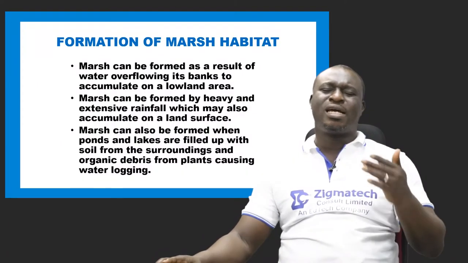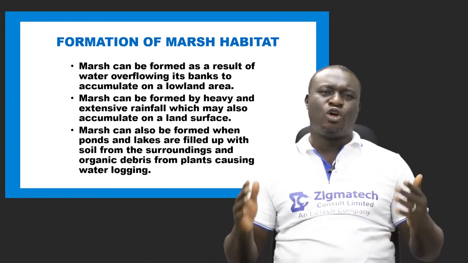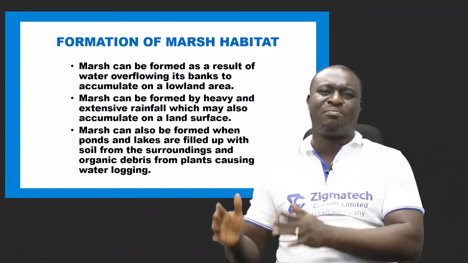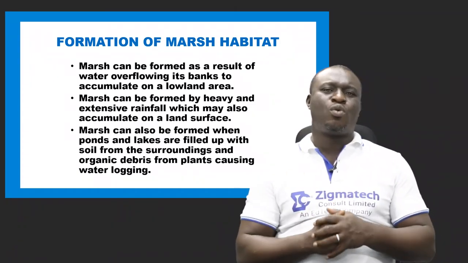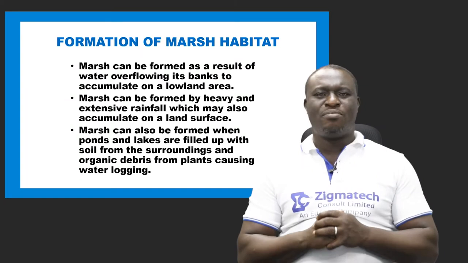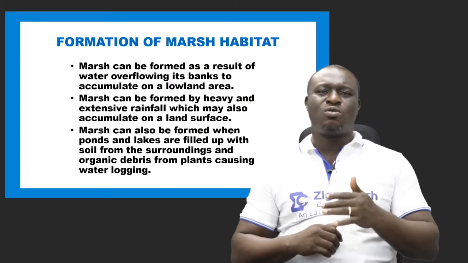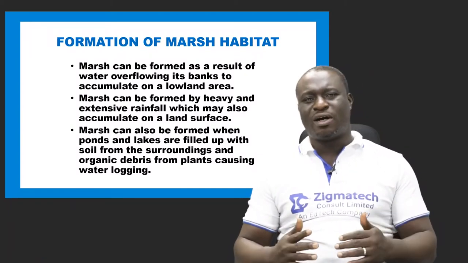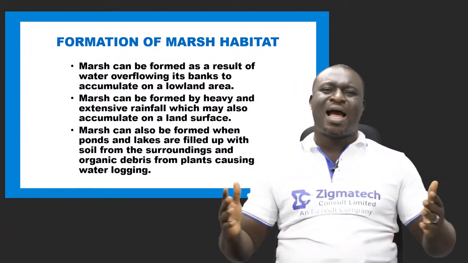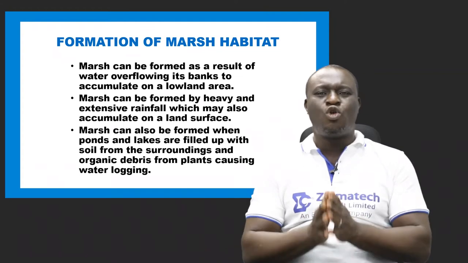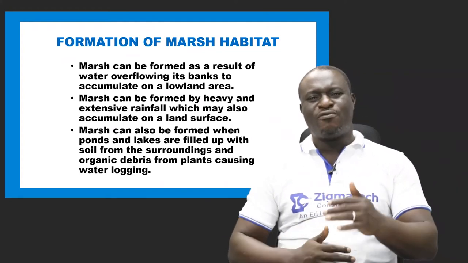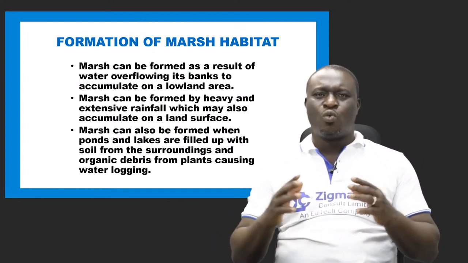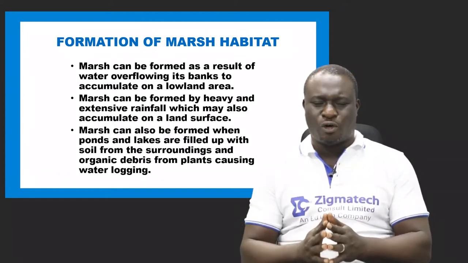Now, how is a marsh formed? We're going to look at three ways a marsh habitat can be formed. One of the ways a marsh habitat can be formed is when a river overflows its bank and water accumulates on a lowland area. When a river overflows its bank and accumulates on a lowland area, we said a marsh is formed.